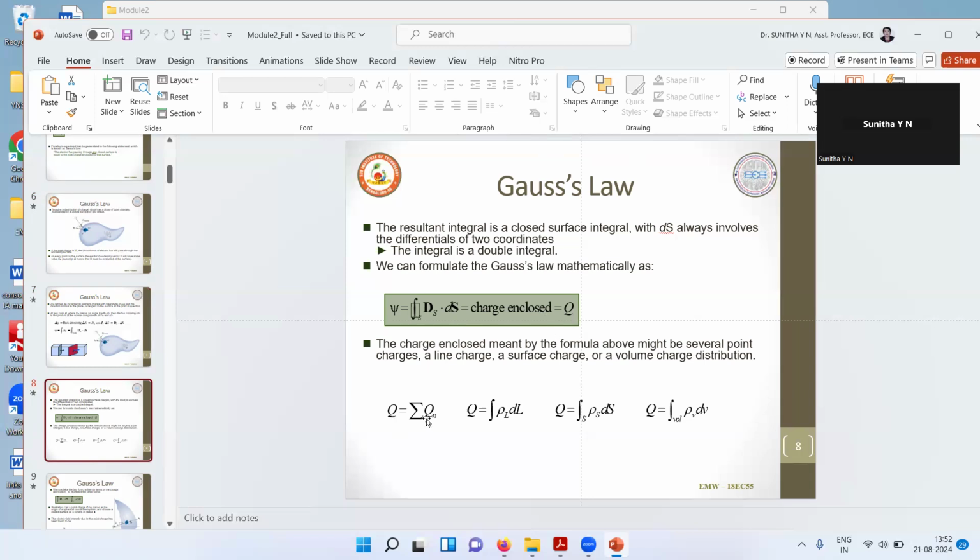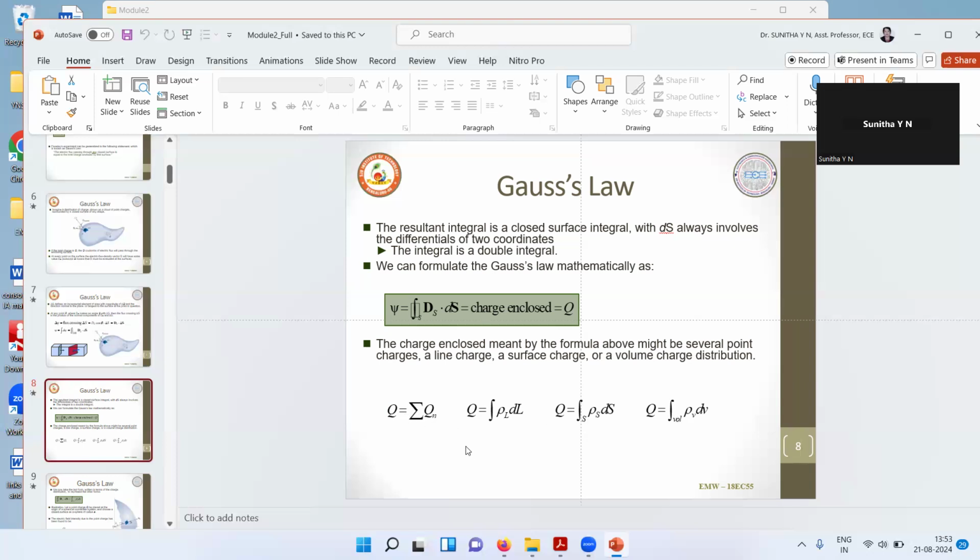Then you will see that q is equal to summation of qn. If your charge is a line charge, then your q will be the integral of rho l into dl. If your charge is a surface charge, then it is the surface charge density into ds, a closed surface integral, and q is equal to the volume integral of volume charge density into dv. Remember here, as your type of charge changes, this equation changes accordingly. So only the q here is changing.